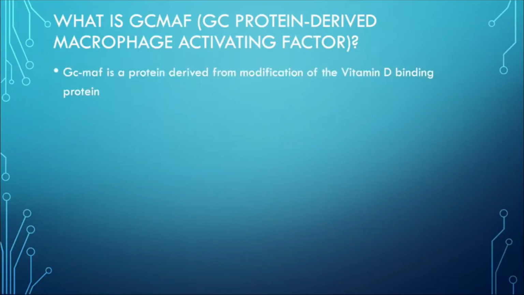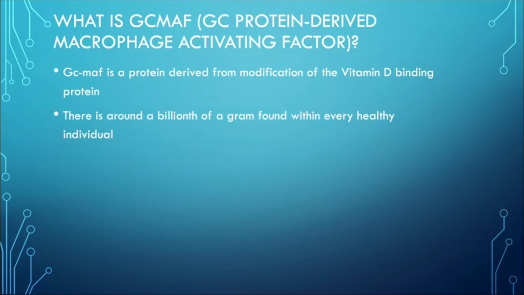Well, GcMAF is a protein derived from the modification of the vitamin D binding protein, which is part of the vitamin D pathway that transports vitamin D metabolites between the skin, liver and kidneys. There is around 1/1000th of a gram found within healthy individuals, and the immune system does not function adequately without it.